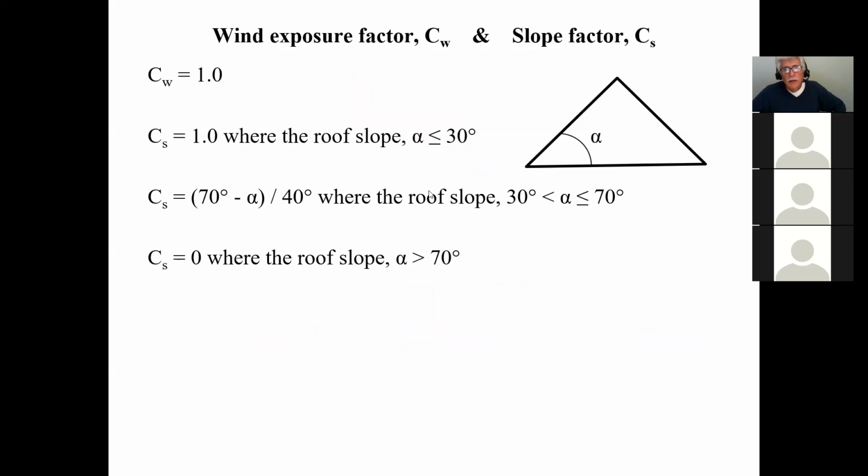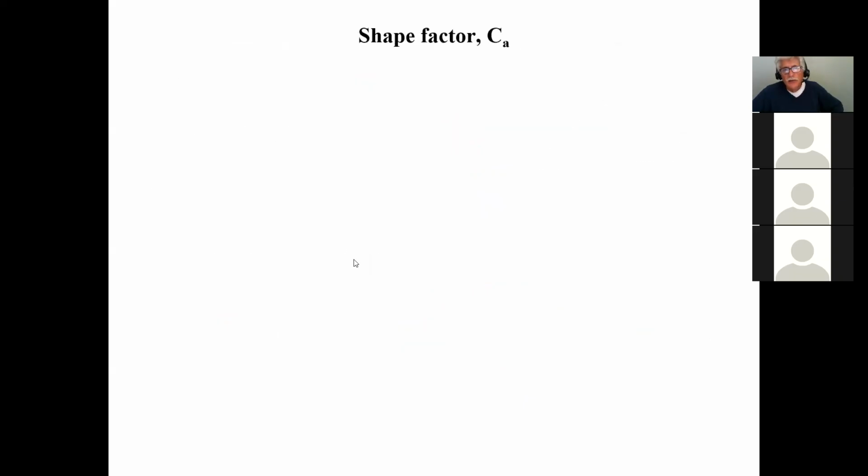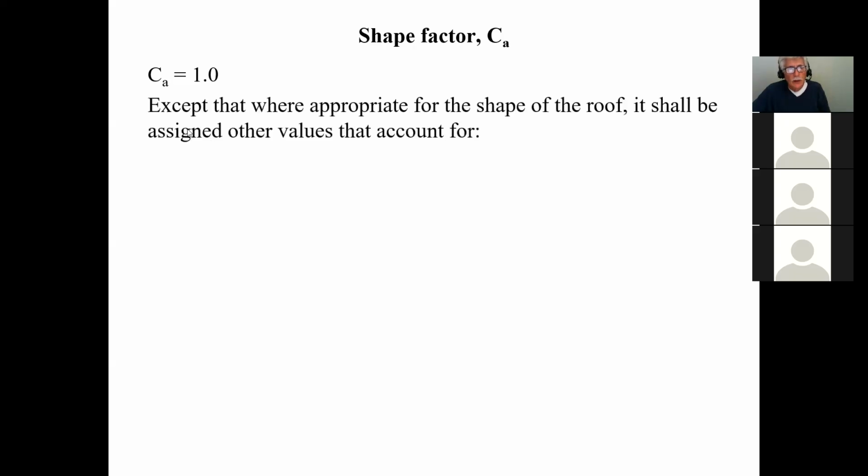Now, after that, you have CS for the slope, and then of course, you have the CA. CA, they call it a shape factor. In my days, they call it an accumulation factor. That's why they have the A here. Basically, CA is 1.0 where you don't think the snow is going to shape into any other form but a uniformly distributed load. That's what CA is about. Except where appropriate for shapes of the roof, it shall be another value to account for that. So if you have this situation, your CA is no longer 1.0.